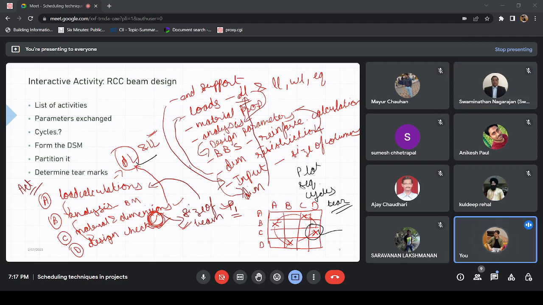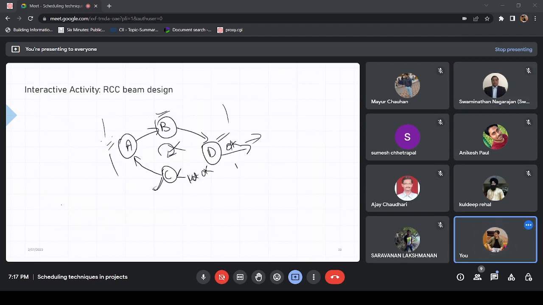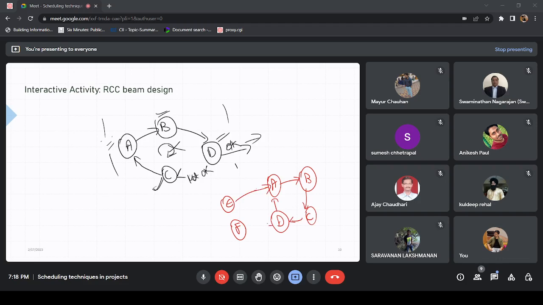Or let's suppose it happens so that I'll make a new cycle. How many cycles are there?